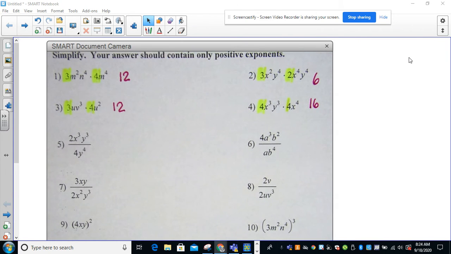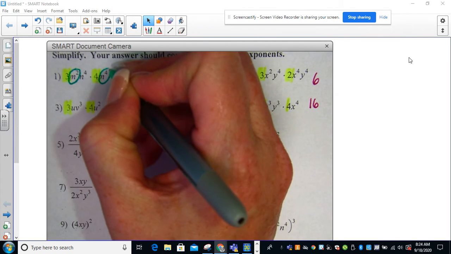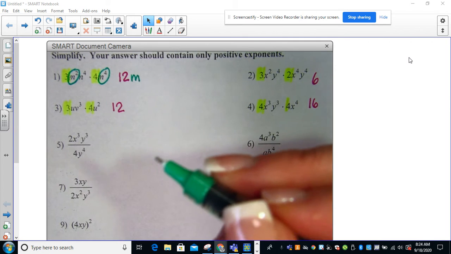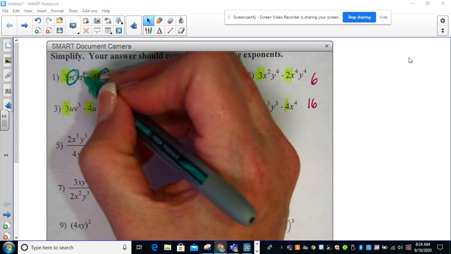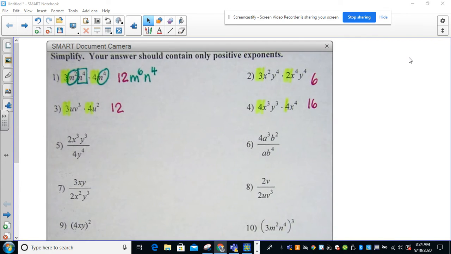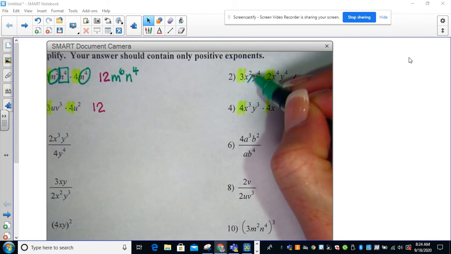So I'm going to start with the m's. I have m to the second power here and m to the fourth power here. So that's going to be m to the sixth power because you're adding the exponents. And then the only n we have left is this one, n to the fourth. So there's that one.